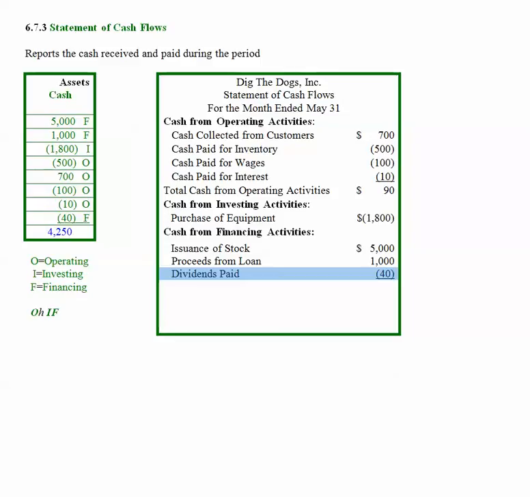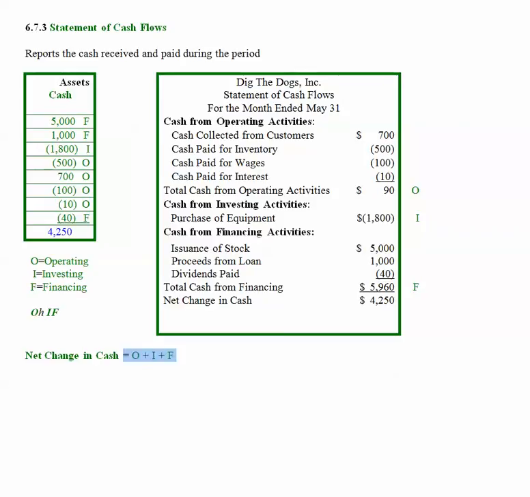But we now have to summarize this all, and the way you go about it is you're going to get your totals, operating, investing, and financing, so that you get your net change in cash. So in other words, to get your net change in cash, you're going to take your operating of 90 plus your negative 1,800 from investing plus your 5,960 from financing. So you're going to add your operating, investing, and financing subtotals, and you can see that the cash increased by 4,250.